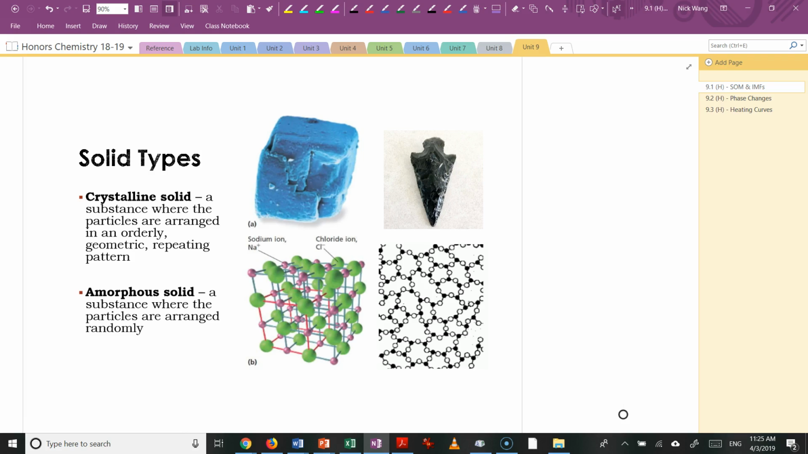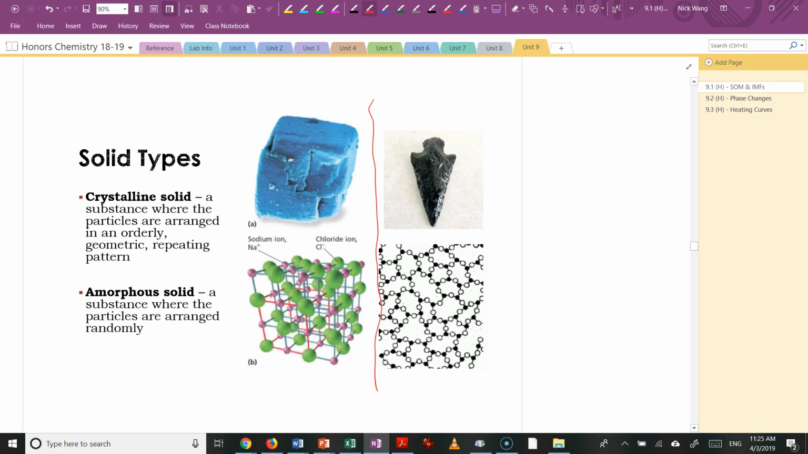Where crystalline, you see that it has a crystal-like structure, meaning it's a three-dimensional repeating pattern, or at least a geometrically repeating pattern. So right here on the left, this is an example of crystalline solids, where at the particle level, you can see that these are arranged in that very nice, solid, rigid repeating pattern.